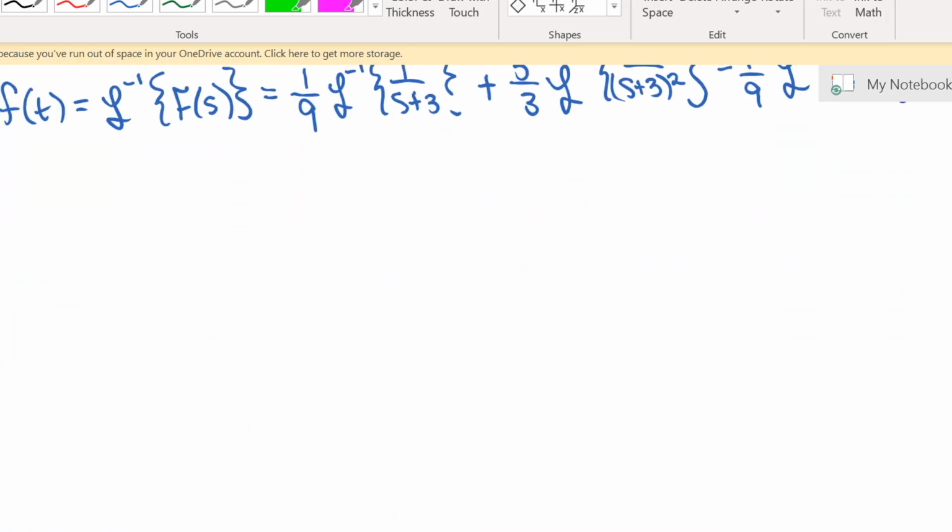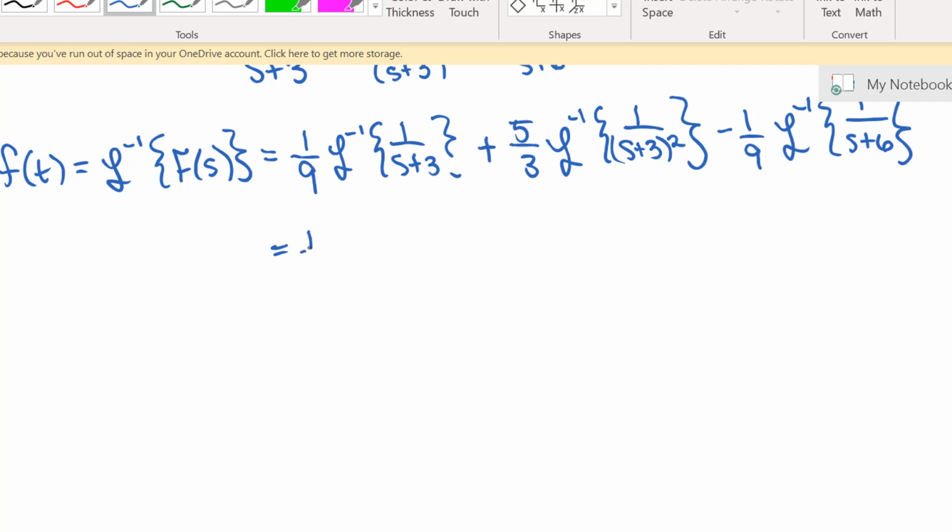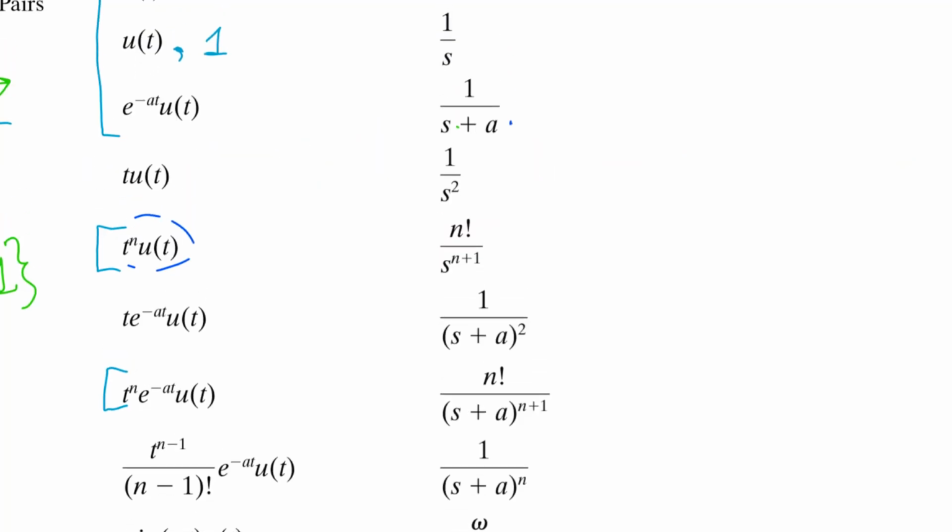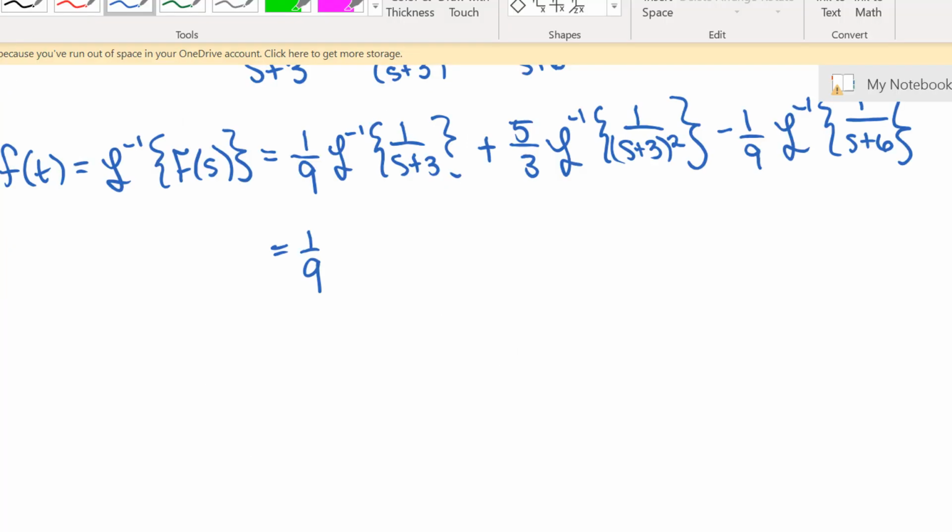So that 1/9 stays out in front. And then 1 over S plus 3, so that's e to the negative 3t. I'll show you where that is in the table. So here's S plus A. It goes back to this in the time domain. So e to the negative at, and then unit step function. So I'll just put brackets actually, and then I'll have this u of t at the end of everything. So 1 over s plus 3 went with e to the negative 3t.